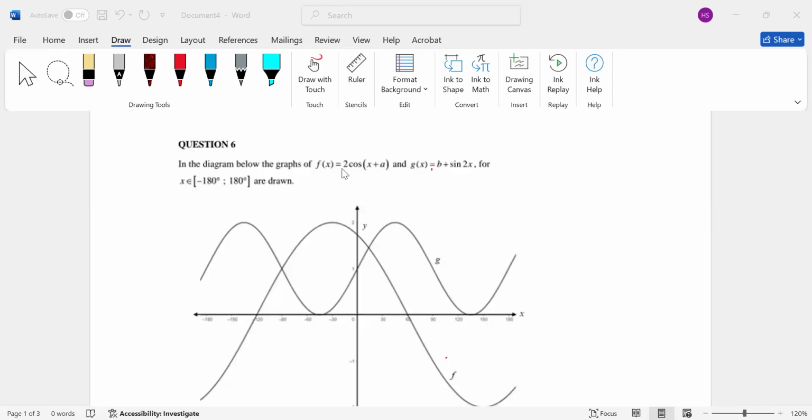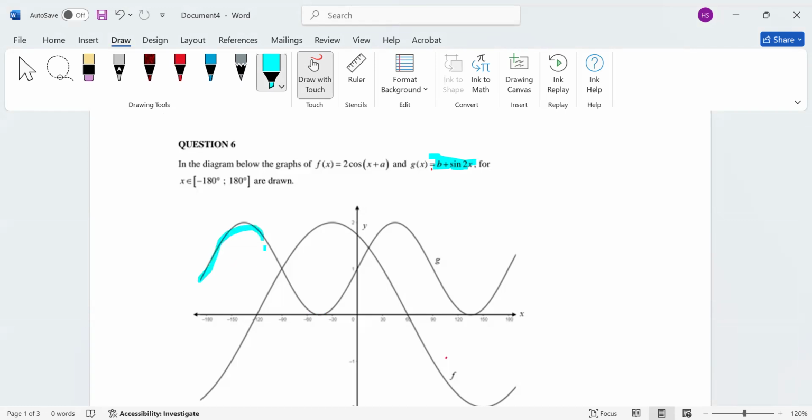In the diagram below, we're given the cos, no? X plus A, and then we have this one. It's a shift. It's just because it's not given in a standard form. If I'm not mistaken, yeah. So the graph is shifted. We'll check with how many units, because this one is g of x, this one here, and then it's a sine.